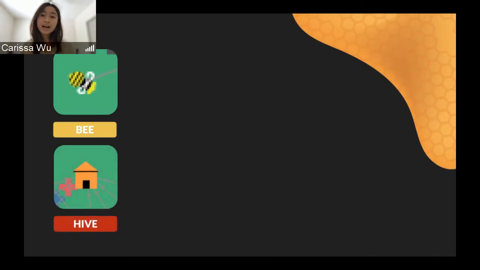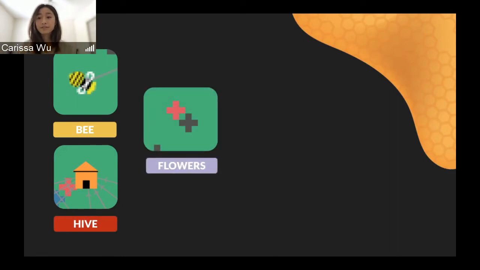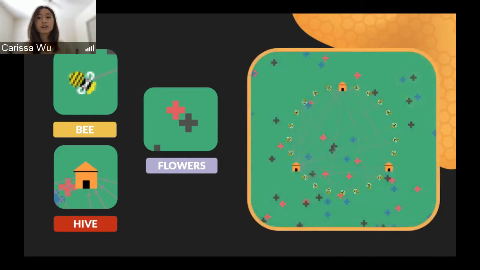The second are the hives, which the bees return to, and where they breed and raise offspring. And then the third are the flowers, which are the bees' food source. So, all in all, this is a simple screenshot of what our ecosystem looks like. Here you can see there are 3 hives and lots of honeybees. Each honeybee is assigned to a specific hive as its home hive.